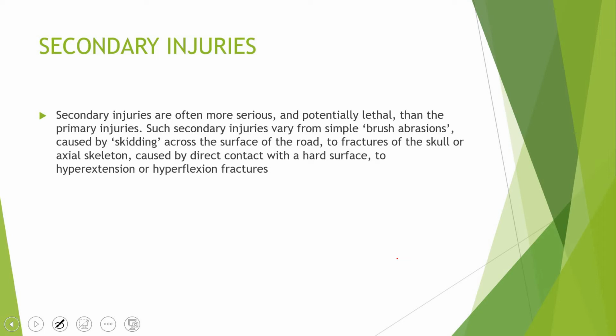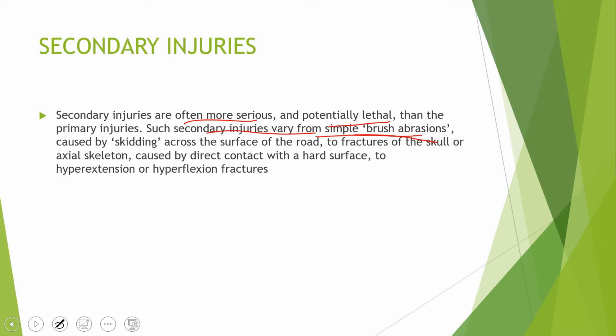So let's see what we have in text here. Secondary injuries are often more serious, potentially lethal than the primary injuries, and such injuries can vary from simple brush abrasions. What are brush abrasions? These are the abrasions that have minimal bleeding, and there are 4 types of abrasions. I think it might confuse you a little bit if I recall them for you, but if you don't remember them, I have discussed abrasions in detail in the lectures on mechanical injuries.